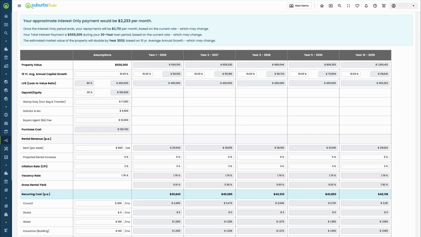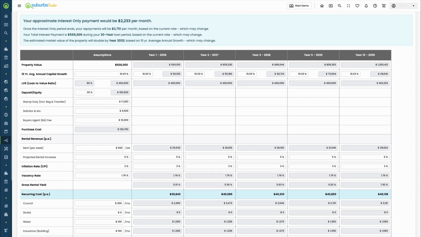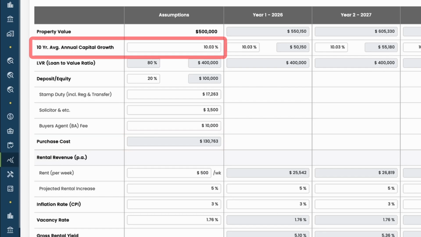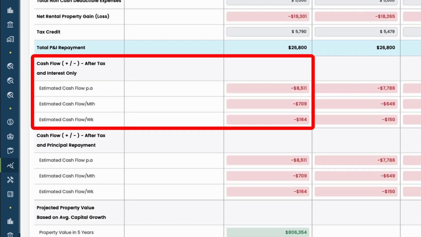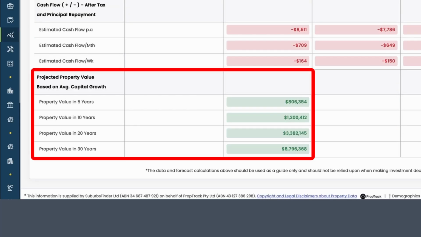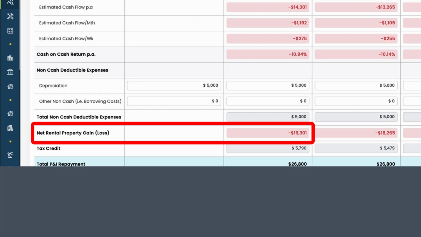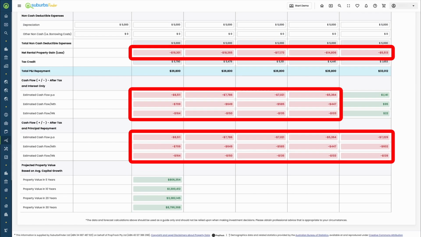The results table runs across years 1 to 10 with assumptions clearly shown. Rows include deposit and equity costs, average growth, after tax and before tax cash flow, interest only cash flow, projected property values at 5, 10, 20, and 30 years, and net rental gain or loss. Figures are color coded. Green is positive, red is negative.